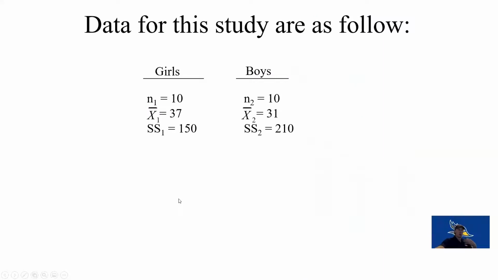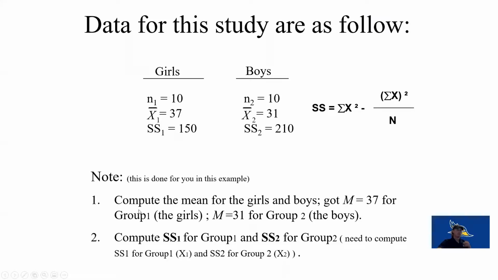Okay, so I'll give us the data for this study. We're not going to go through and calculate the sum of squares together, but our sample sizes, our means are 37 and 31, and the sums of squares are 150 and 210. Remember, the sum of squares comes from the sum of x squared minus the sum of x, quantity squared, divided by the sample size. This done for each group gave us these values. So this has already been done for you, but make sure that when you're going through your example later on, you compute the mean for each group, and then you compute the sum of squares for each group.